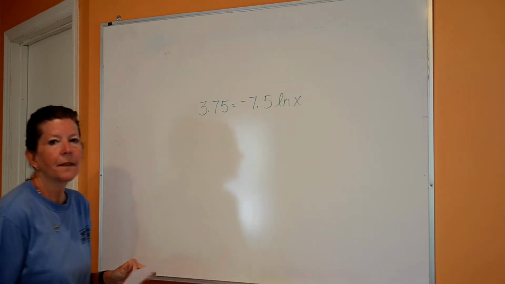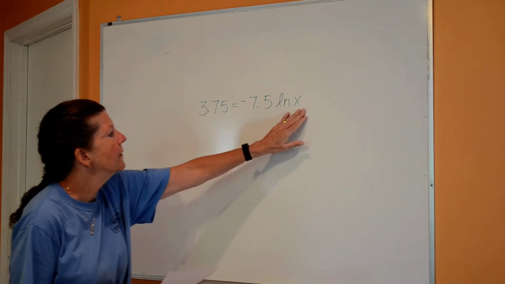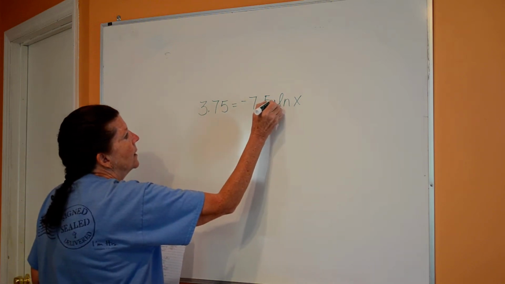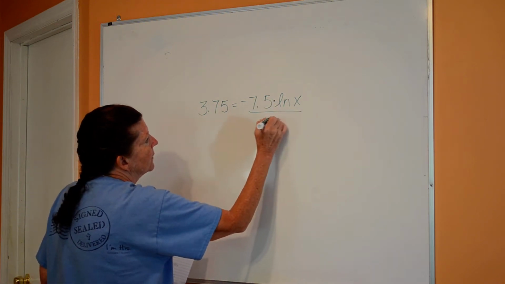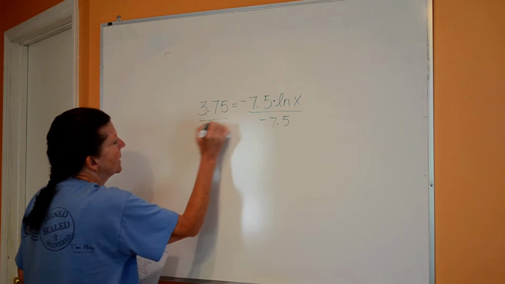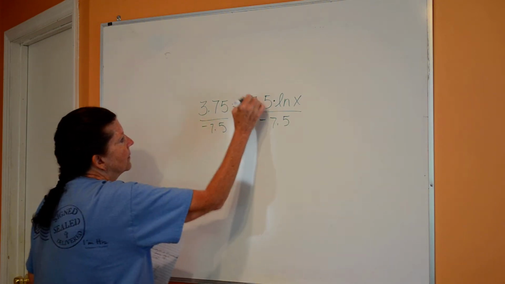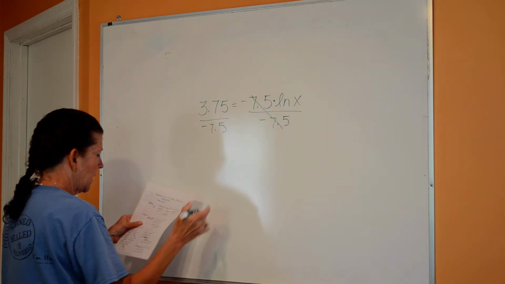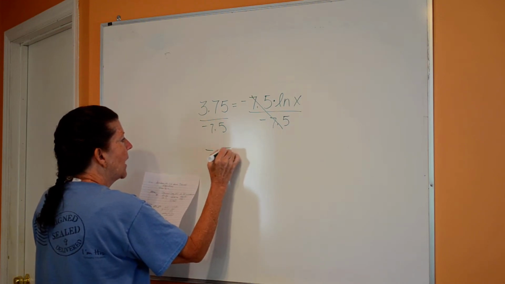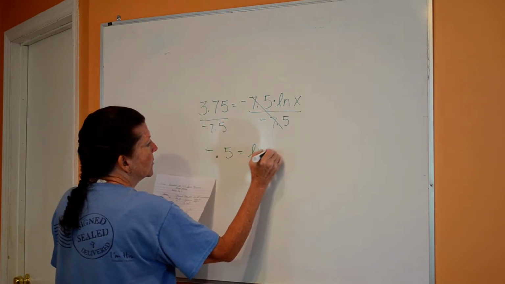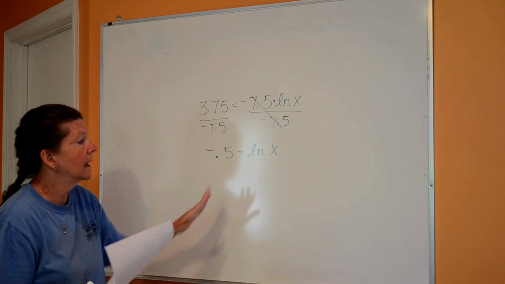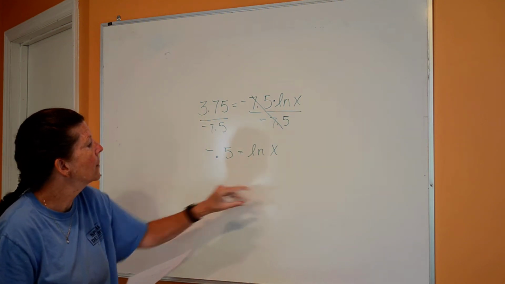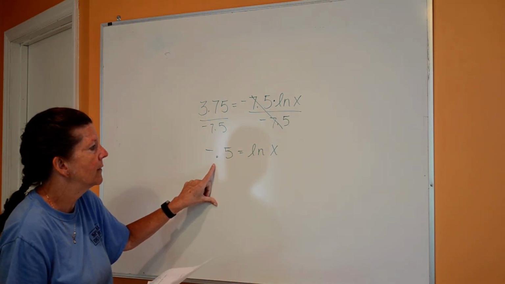All right, let's say I've got that problem. This is the natural log of x. That's multiplied, so to get rid of it, I'm going to divide both sides by negative 7.5. And I'm going to get negative 0.5 is equal to the natural log of x. Well, I'm asking the natural log of what number is going to give me negative 0.75.